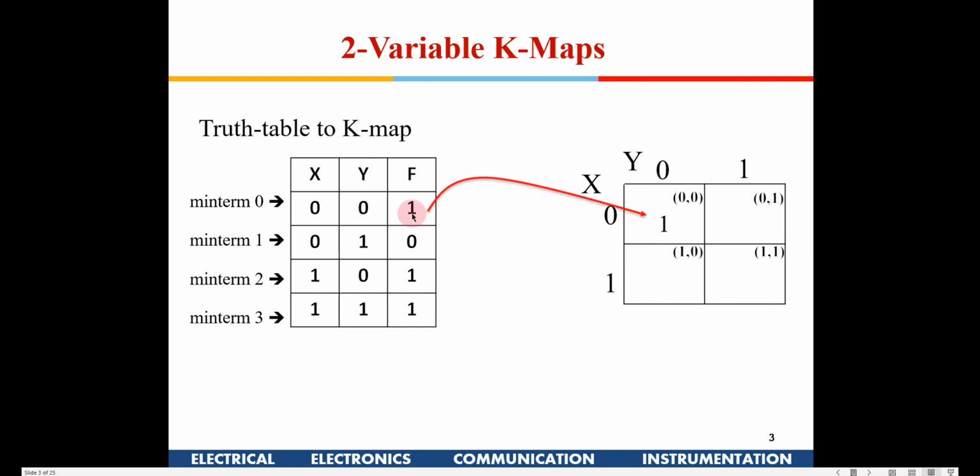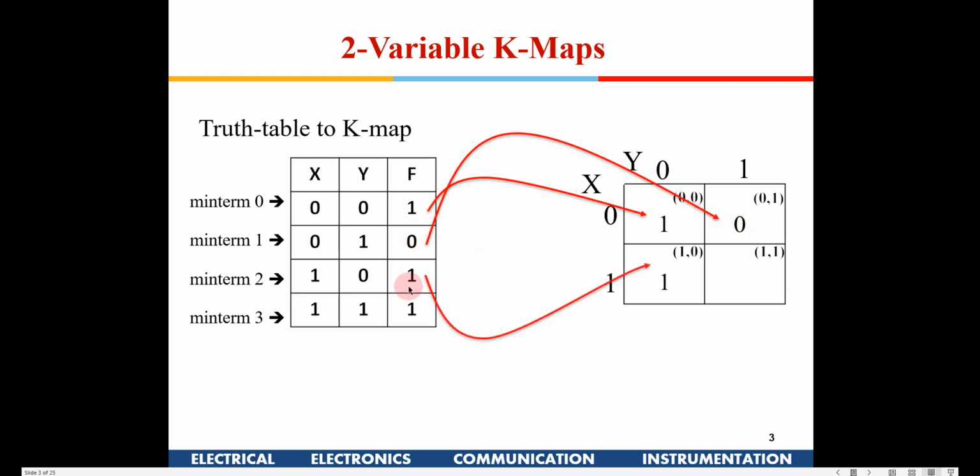Now the next thing we need to do is map the functions from the truth table into the KMap. Here we find for x is equal to 0, y is equal to 0, the output has to be 1. So we map that 1 into this box. Then again for the next min term it is 0, so we map that 0 here.